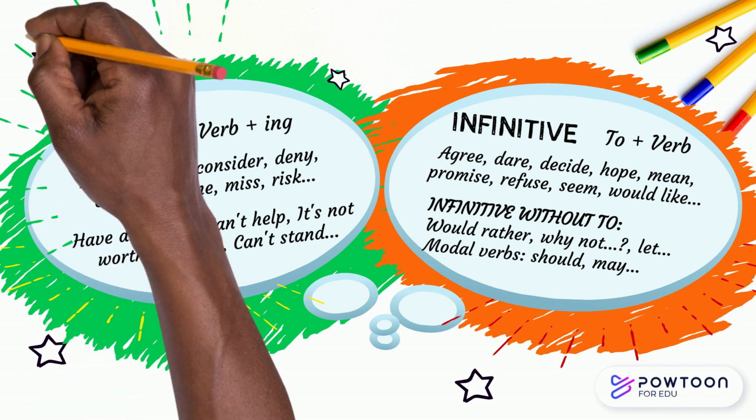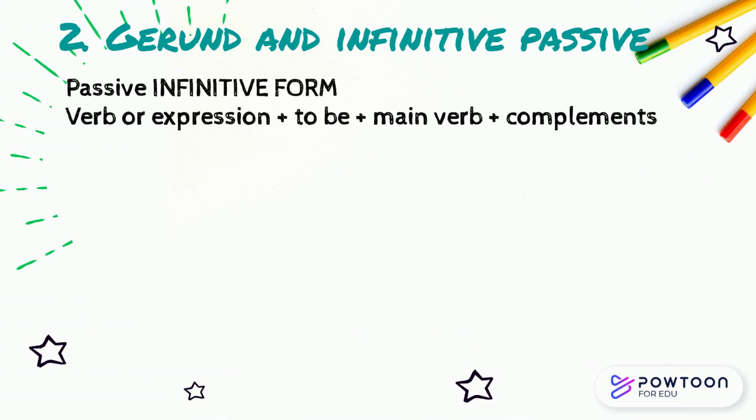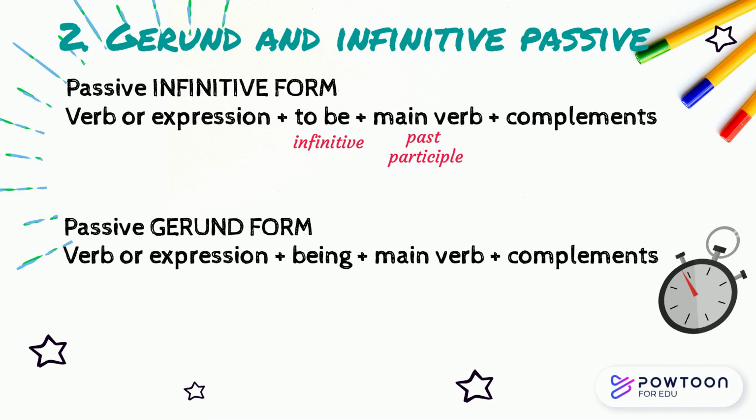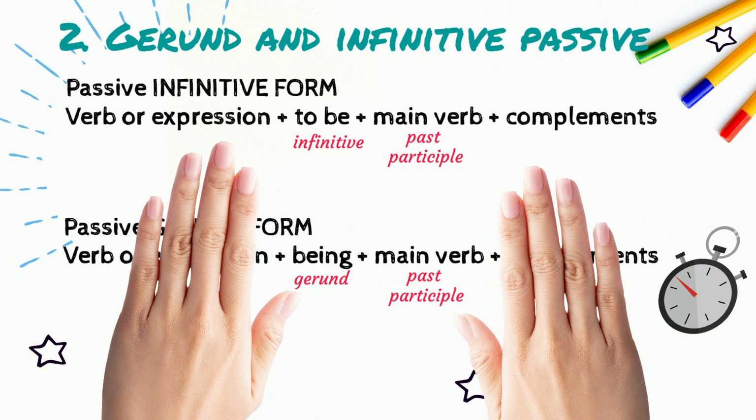So, let's see this with some sentences. First of all, this is the passive infinitive form. The verb to be is the infinitive, and then we will need a main verb in past participle. Remember to pause the video to take some notes on this. Now, the passive gerund form takes being as the gerund, and as always we need a main verb in past participle. So take your notes, because now we're going to see it with some examples.